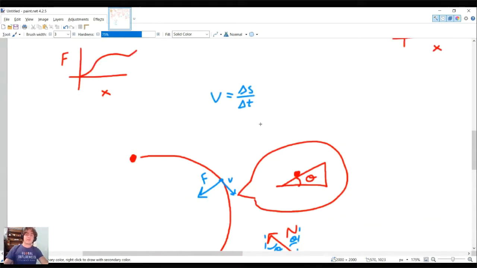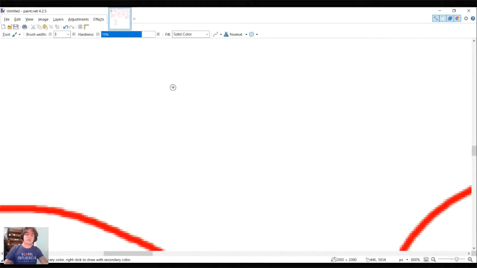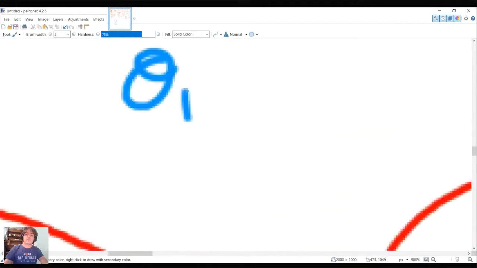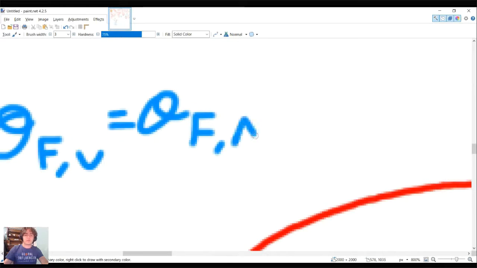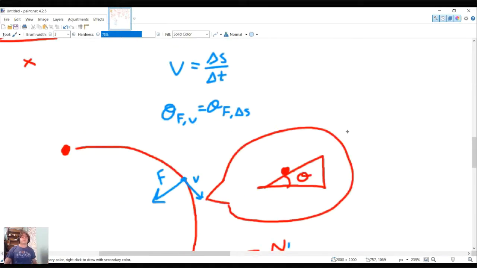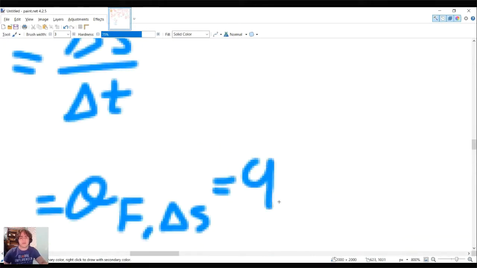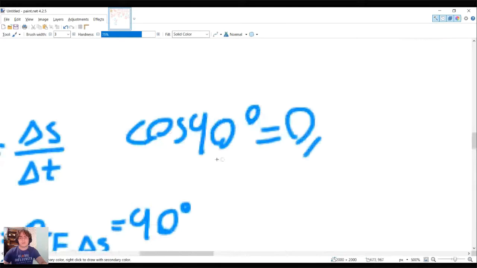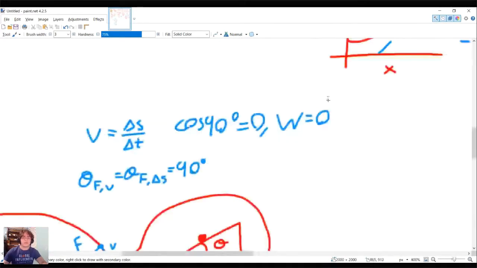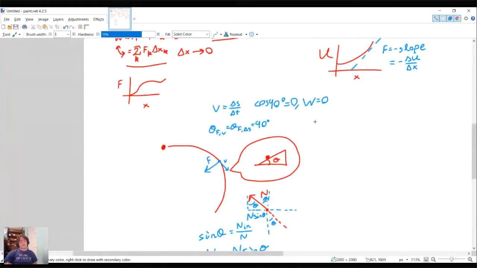So there's no angular dependence on this. The angle between force and velocity is going to be the same as the angle between force and displacement, delta s, because v is just delta s divided by delta t. It's just a scalar factor. Because this angle is 90 degrees, and the cosine of 90 degrees equals 0, the work is equal to 0. Or rather, this is the work done by the in component of the normal force. So we established that detail. It's very important. They like to trick you on things.